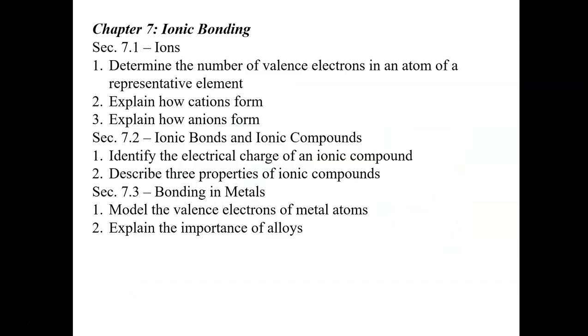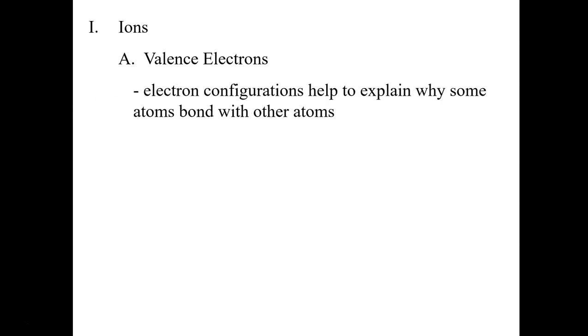So we're going to talk about ions again. We've mentioned them a little bit, and we're going to talk about them in more detail. And then we're going to talk about how they bond together ionically. And then we're going to talk a little bit about bonding with metals. Okay. So in this first part, again, we're just kind of reviewing what an ion is, and then we're going to talk about this concept of valence electrons.